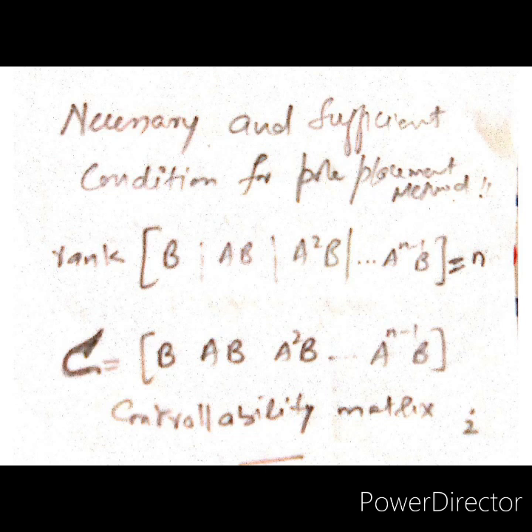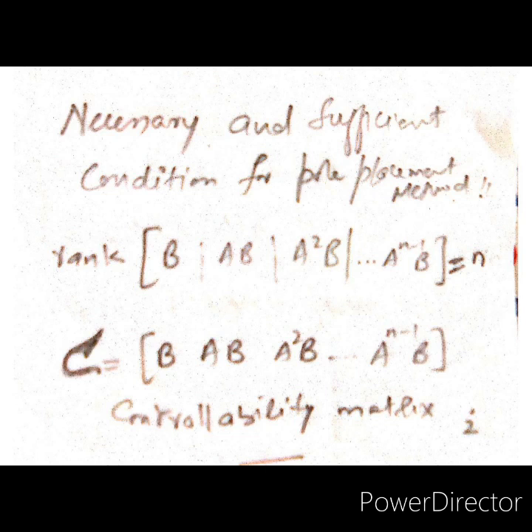The method in which we specify the target poles which we want to achieve, and then in order to achieve that, we find out the values of the matrix K, k1, k2, kn, etc., is called the pole placement method.